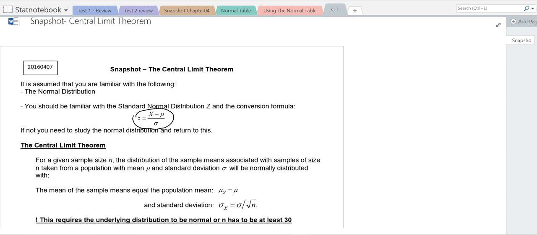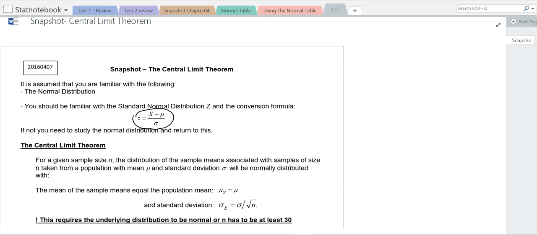Now, there are certain conditions which must be met in order to convert over to the standard normal. Once again, it's assumed that you're familiar with that. For example, you can always convert a regular normal distribution to the standard normal distribution. We also saw that you could approximate a binomial distribution using the standard normal distribution.